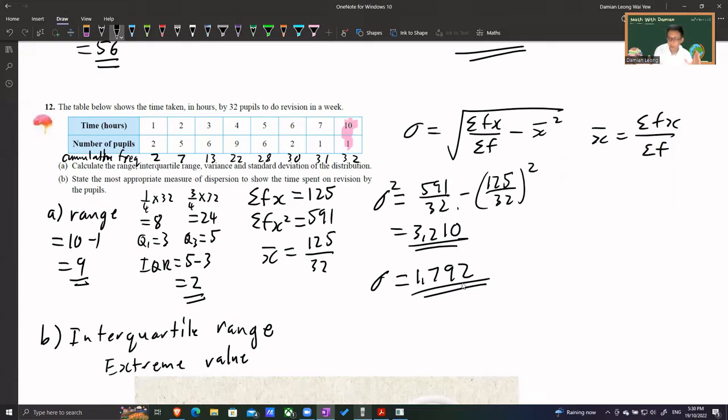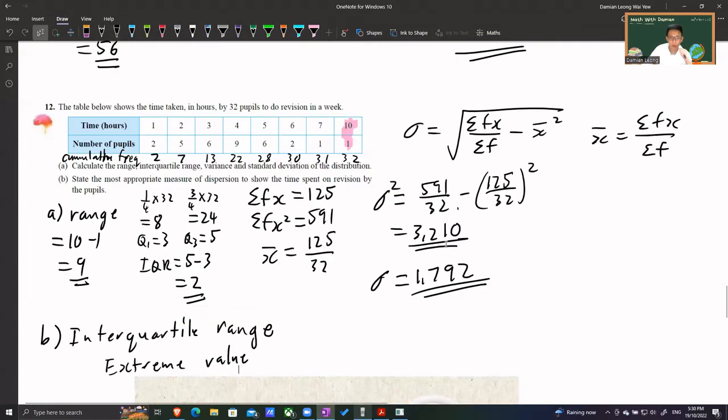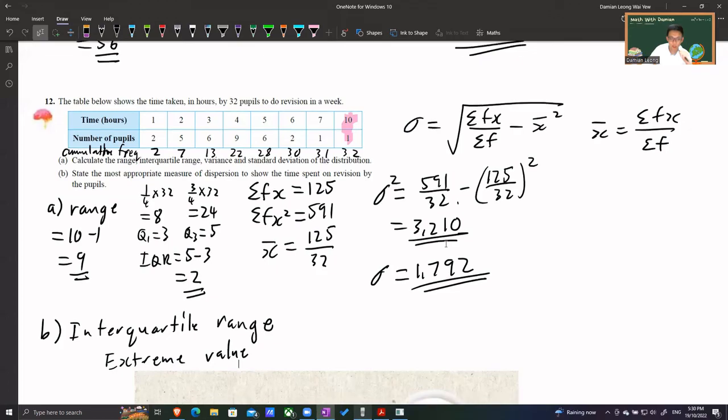So basically that is for Form 4 Chapter 8. It's all about calculating all these measures of dispersion. So that's all for Chapter 8.